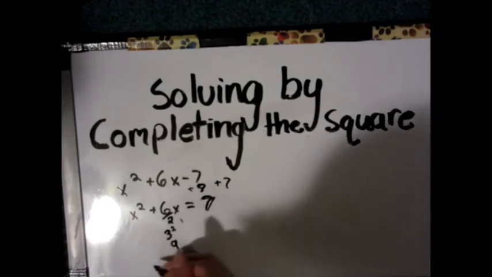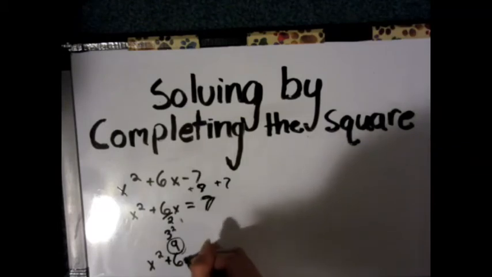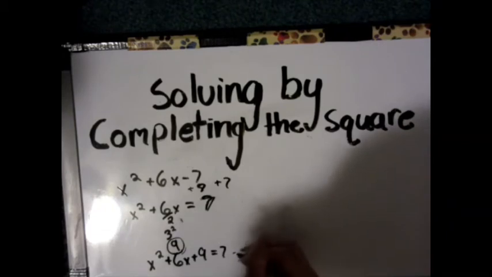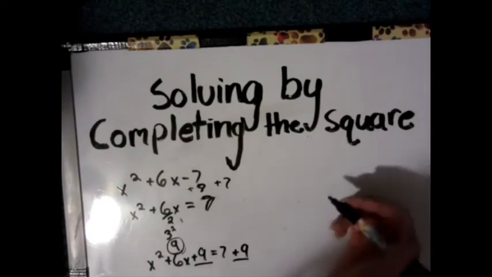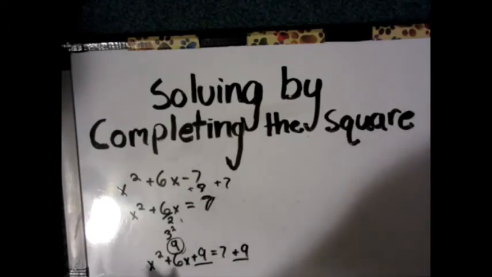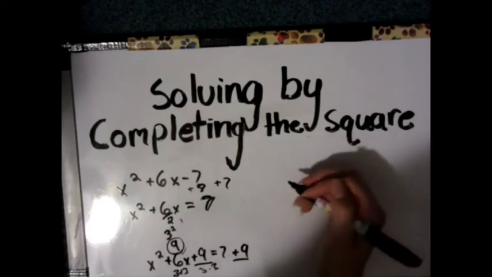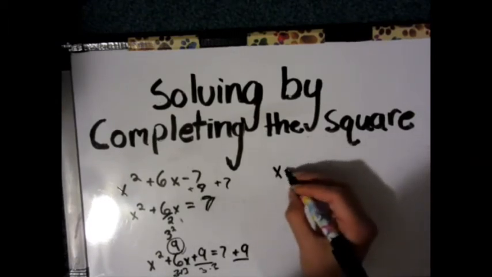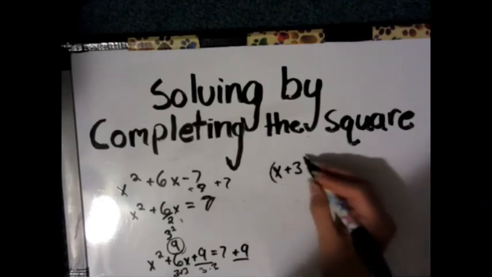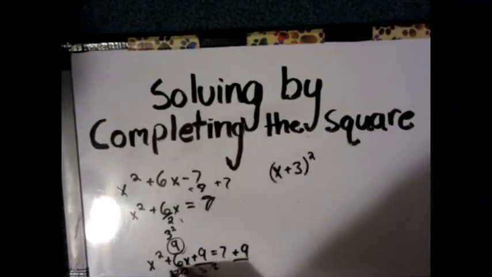So now you have your perfect square when you write that 9 on both sides. Because you always want to do the same thing on both sides. And then I'm going to highlight it here. Alright, so because 3 times 3 gets you 9, and 3 plus 3 gets you 6, your perfect square is x plus 3 squared. And that's the other way to write this.